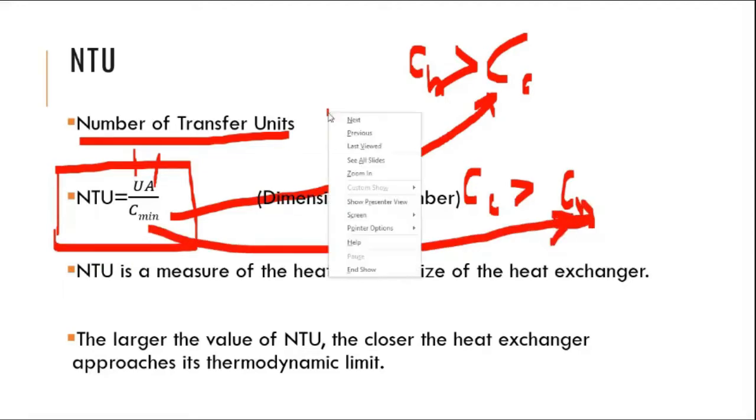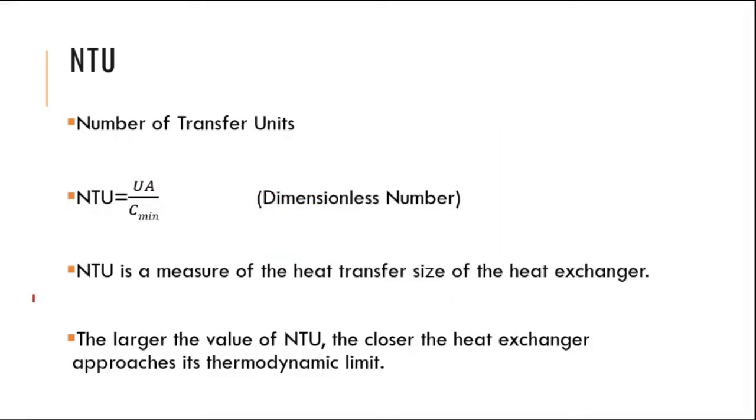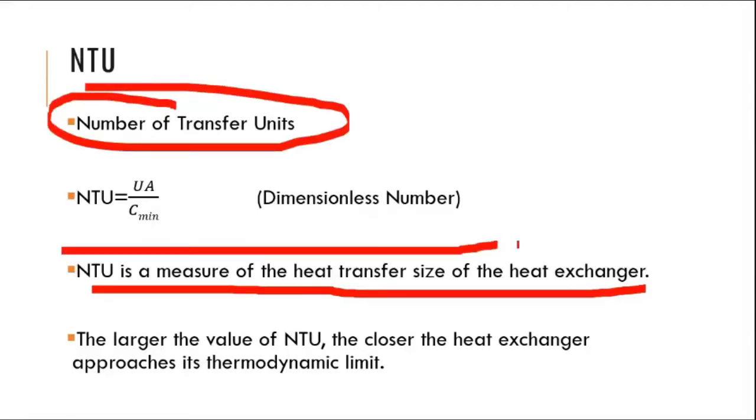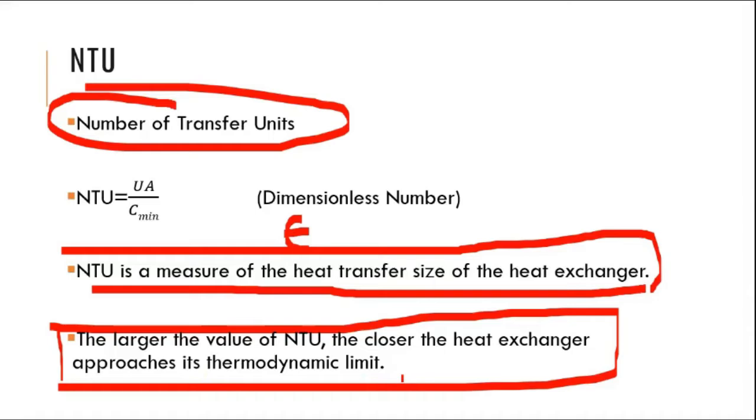Is this part clear? Yes, sir. Fine. Now, what this NTU gives us, NTU is a measure of size of the heat exchanger. It stands for number of transfer units, and it is a measure of size of heat exchanger. Also, it is a measure of effectiveness of the heat exchanger. This we will see later. Now, the larger is the value of NTU. Just focus on this statement. The larger the value of NTU, the closer the heat exchanger approaches its thermodynamic limit. What does the statement mean?